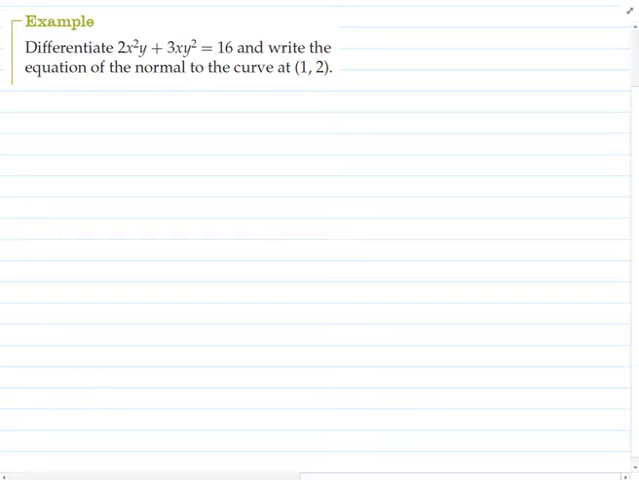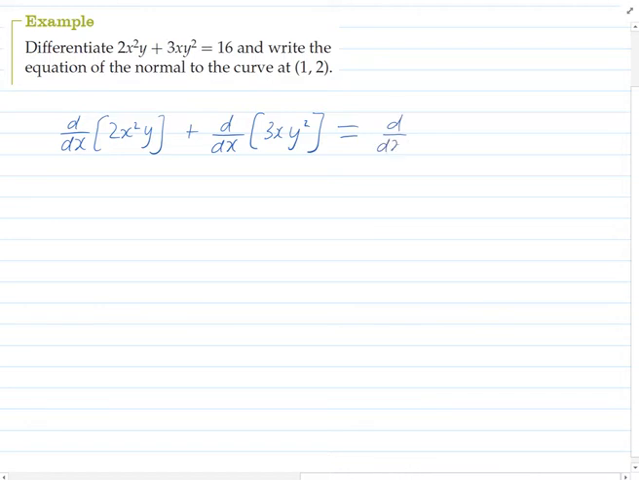And so I'm going to start by writing out each term that's being differentiated. So d by dx of 2x squared y plus d by dx of 3xy squared, and that equals d by dx of 16.